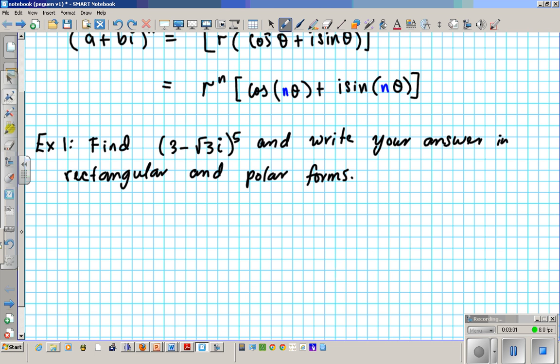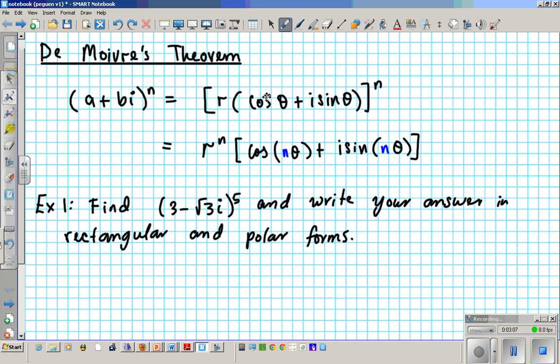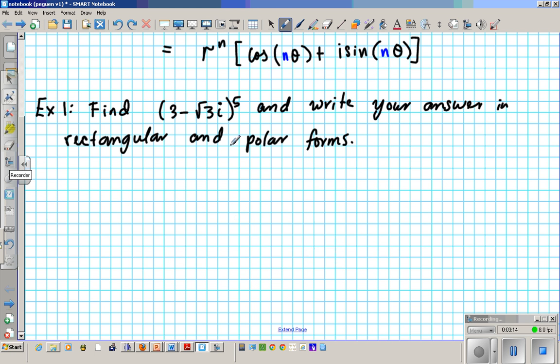So first of all, let's apply the theorem here. In order to use De Moivre's theorem, you have to first convert the number into its polar form. This is rectangular, so let's convert this number into polar form. How do we convert to polar? We need to find r and theta.